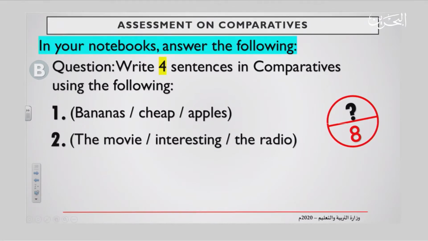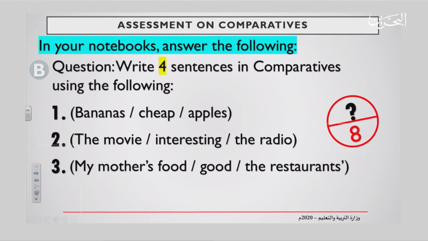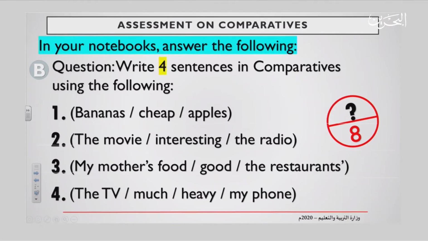2. The movie, interesting, the radio. 3. The mother's food, good, the restaurants. 4. The TV, much, heavy, my phone. Now you have 5 minutes to do this.